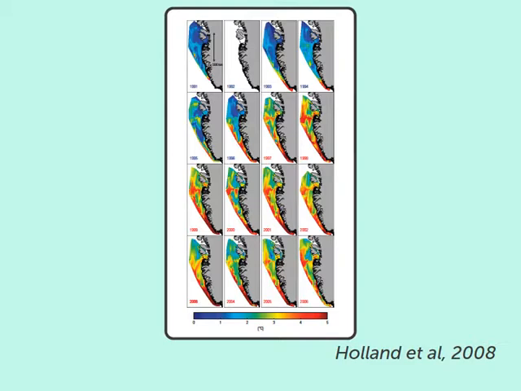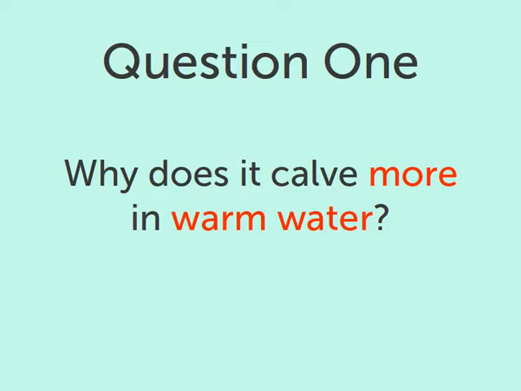So the first question, which I would like to know the answer to, is this: why do things calve more in warm water? This is a question. It sort of seems really obvious until you think about it, and then it stops being obvious, and then you have to think about it a whole lot more before it becomes obvious again.